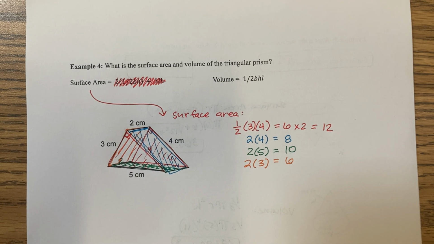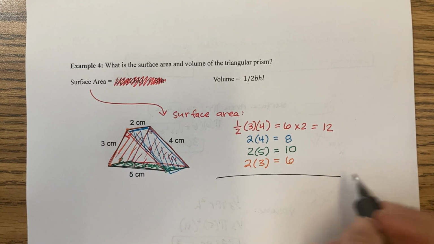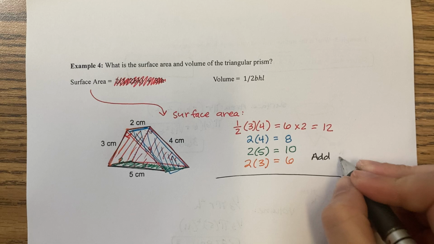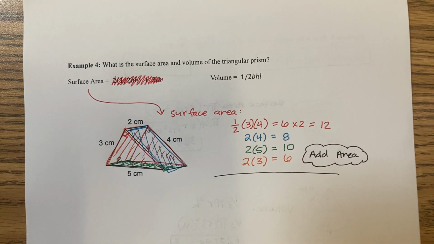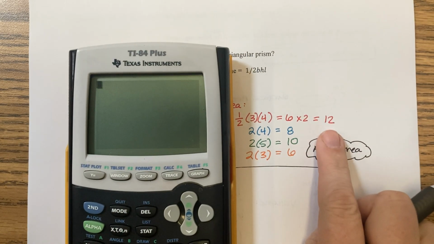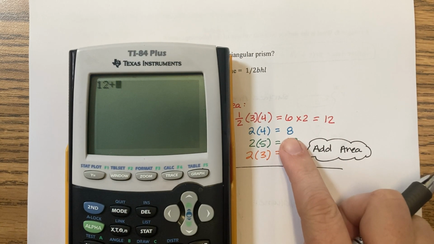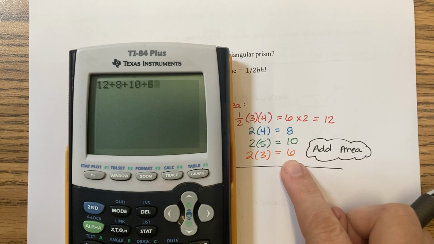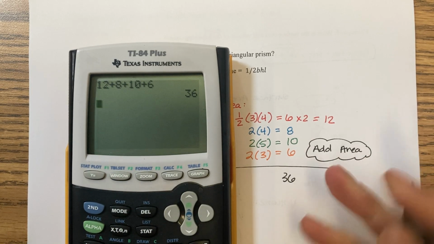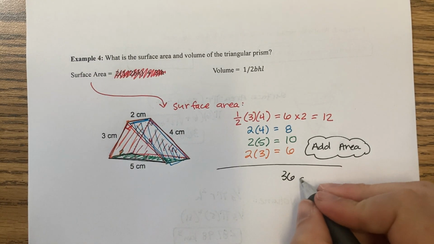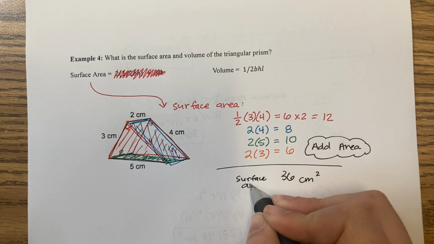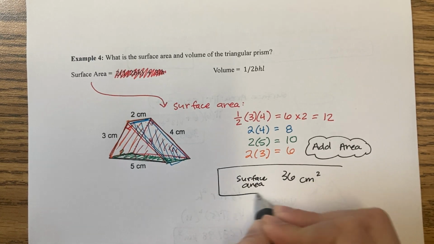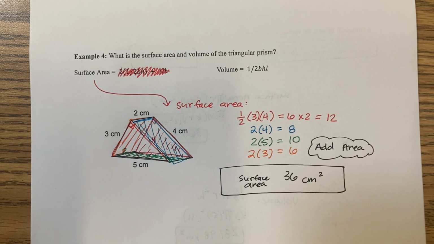Then I just add all of those together. So I would have the 2 triangles plus the 8 plus the 10 plus the 6. That would be my total surface area for the triangular prism.